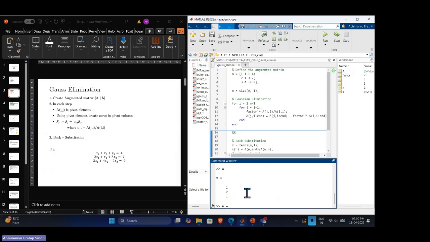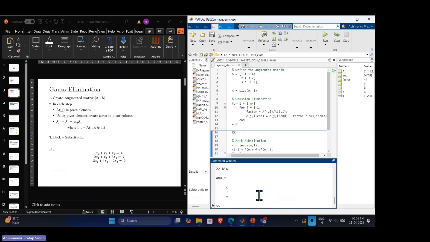So I will just do A is equal to 1 1 1, 2 1 3, 3 4. Sorry, 2 1 3. Yeah, so that is my A matrix. If I multiply that by X, then I should get B, right? So that is my B vector, 4 7 9. Okay, so this is Gauss elimination.